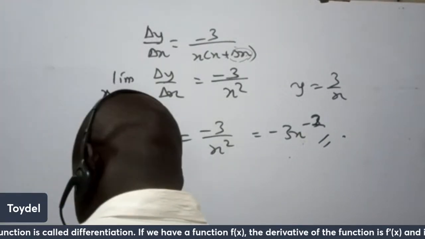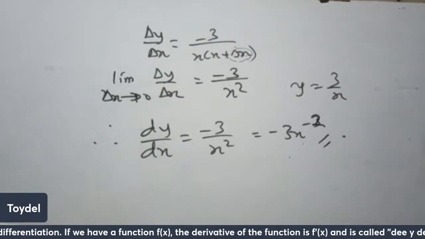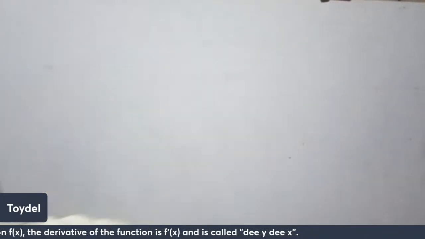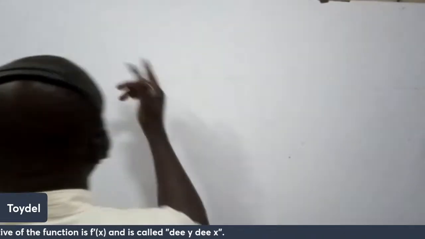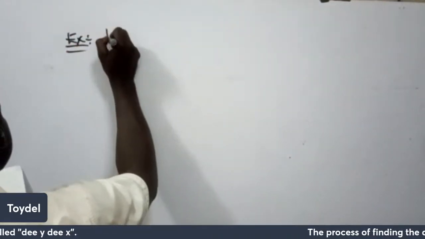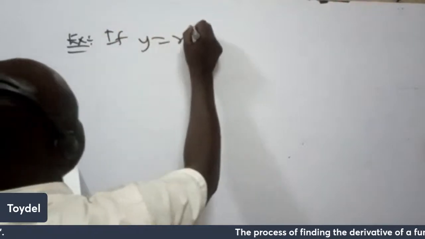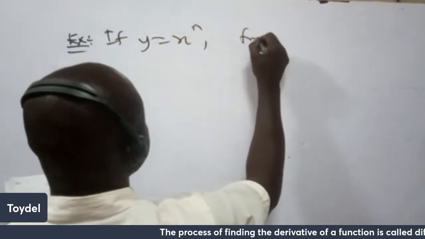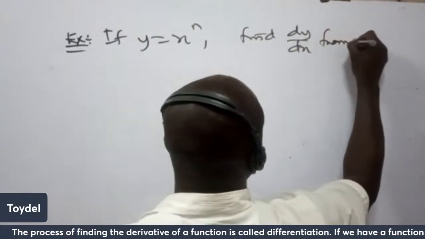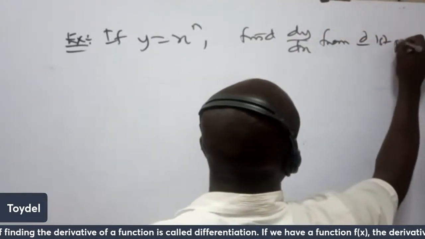So now, let's quickly do the generalization, that is example 3. The generalization under polynomial: the question says if y is equal to x raised to n, find dy dx from first principle.